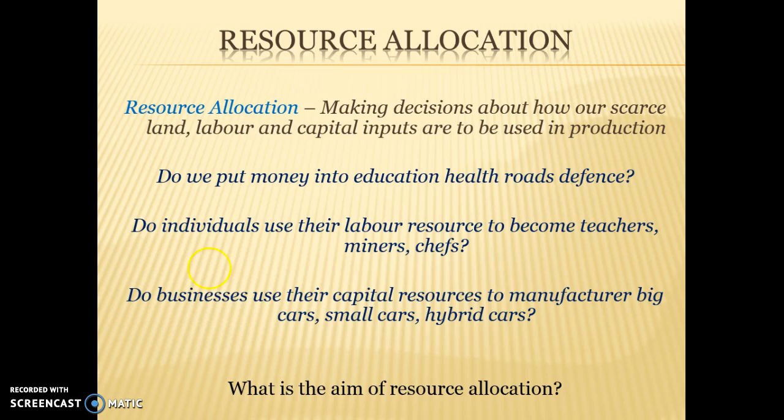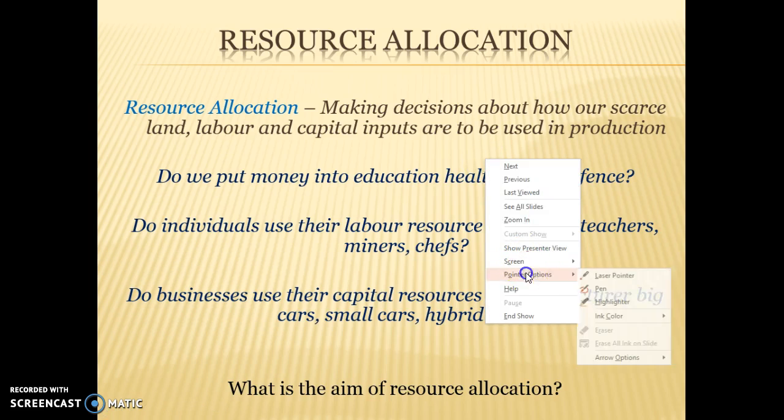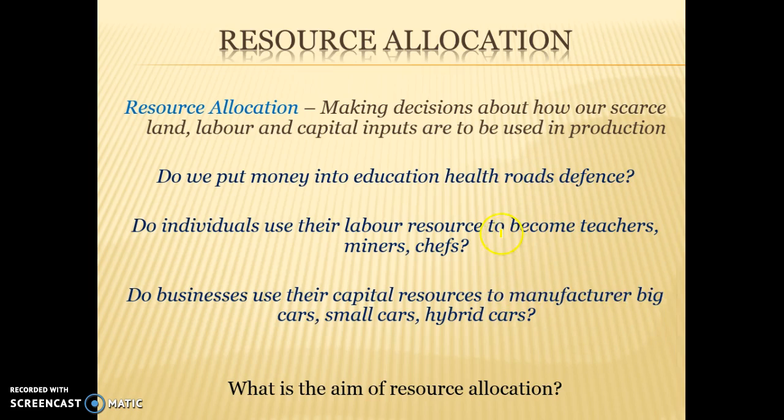So resource allocation is all about making decisions about how our scarce land, labour and capital inputs are to be used in production. Okay, what types of goods and services are we going to produce? So it includes things like, should the government allocate their resources and money to education and health, or roads, or defence? Should individuals use their labour resources to become teachers, miners and chefs? So we're looking at the government, how they use their resources, how individuals use their resources. Do businesses use their capital resources to manufacture big cars, small cars, hybrid cars?